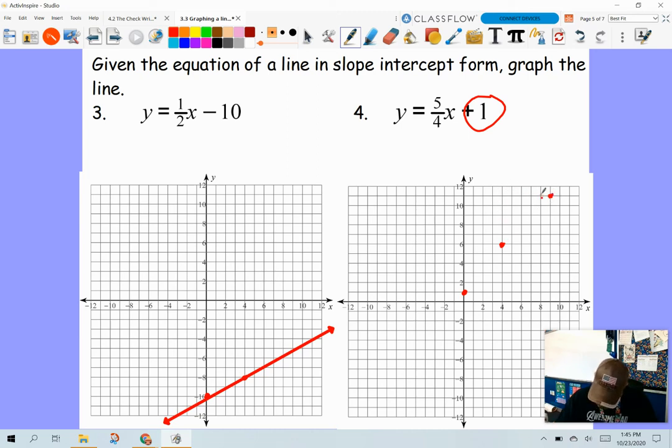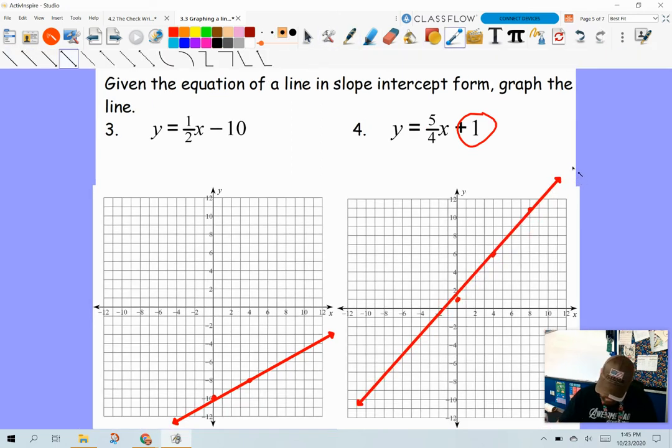Yep, pay attention on these. It's really easy to get off one. Okay. Take your time, double check your points, graph at least 3 of them.